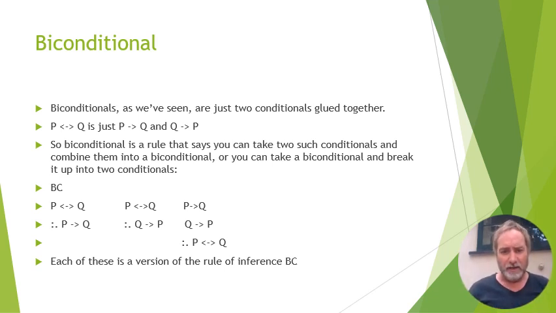So here we have BC. If you have P if and only if Q, you can conclude if P then Q. You could also conclude if Q then P. That's the second version I have there. And then it also works in reverse. If I have P then Q on one line and Q then P on another line, I can conclude P if and only if Q. So each of those is a version of the rule of inference biconditional.